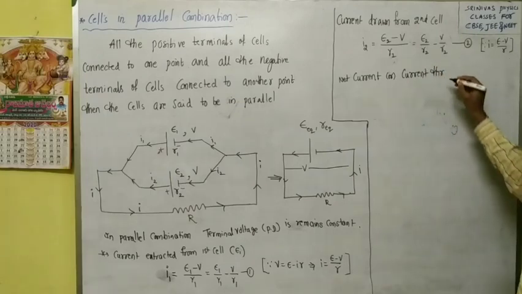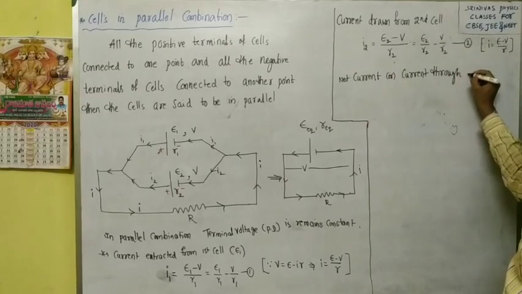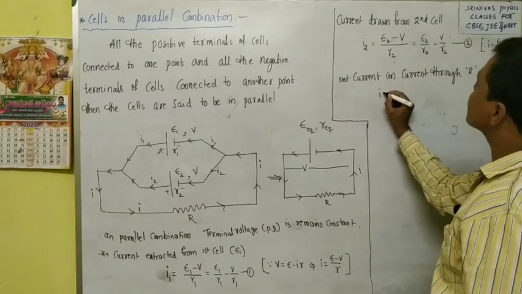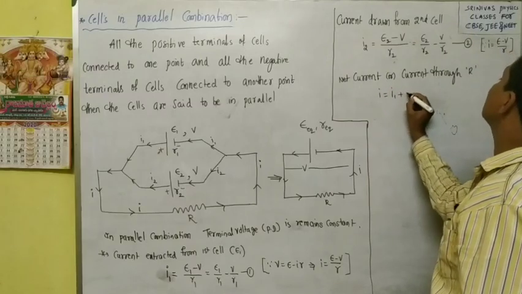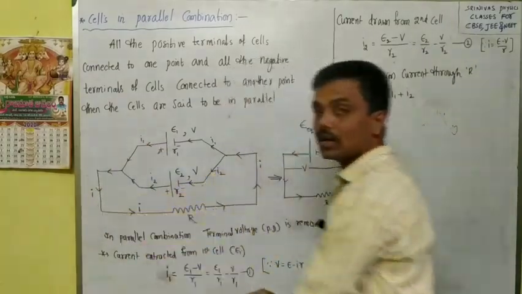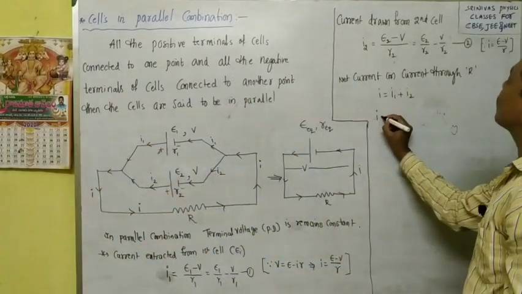Okay, net current, or current through the external resistance, capital R. What is the total current? I is equal to I1 plus I2, because from this side I1 is coming and from this side I2 is coming, and they combine. Then I is equal to, what is I1?